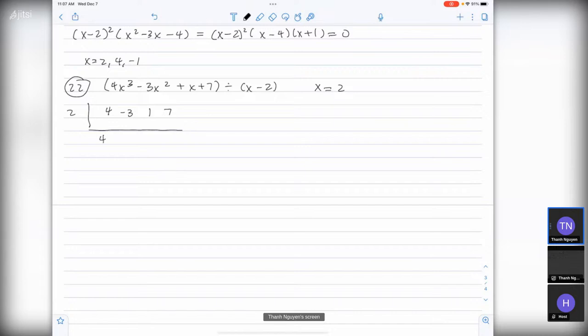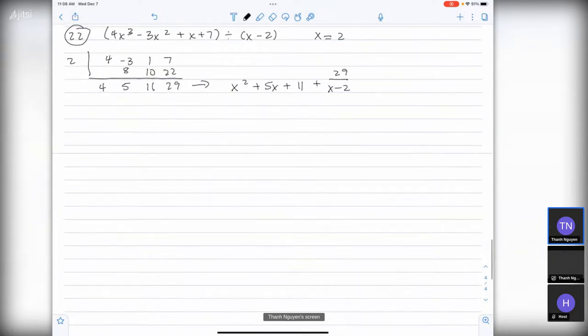4 right here. 8, 5. 2 times 5 is 10, 11, 22. And 7 plus 22 is 29. So then this is 4x squared plus 5x plus 11 plus 29 over x minus 2. Okay, I'm going to go a little bit faster now.